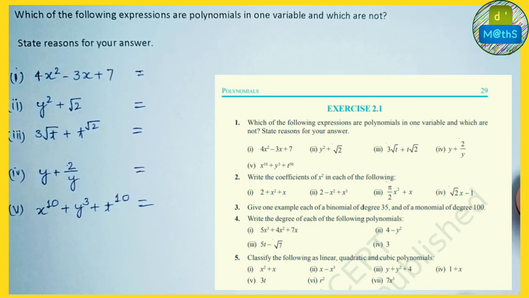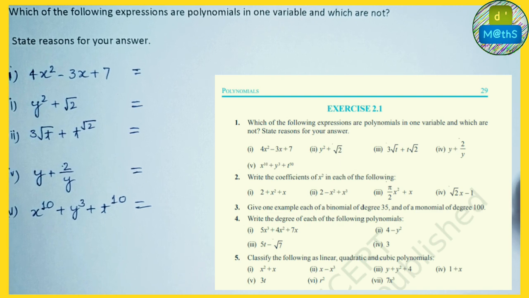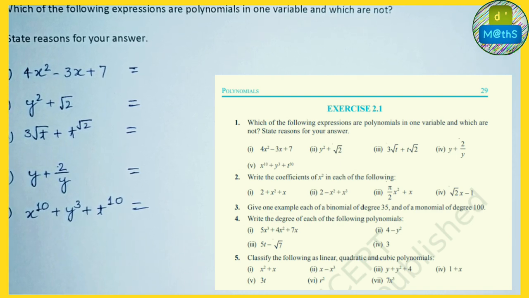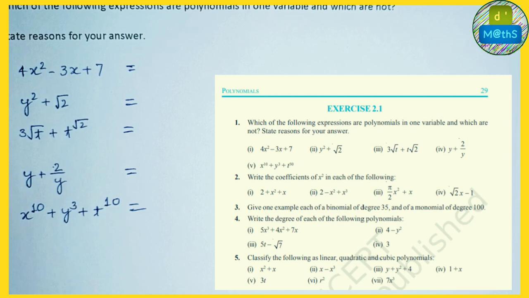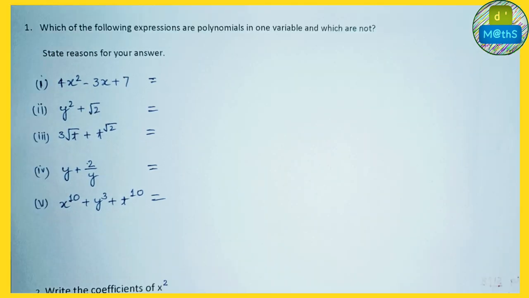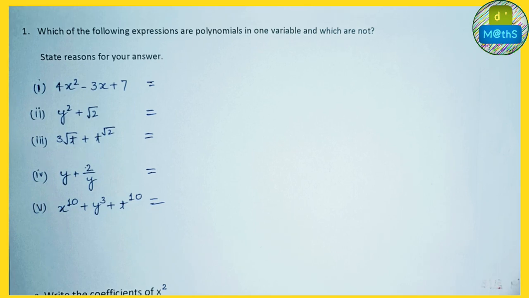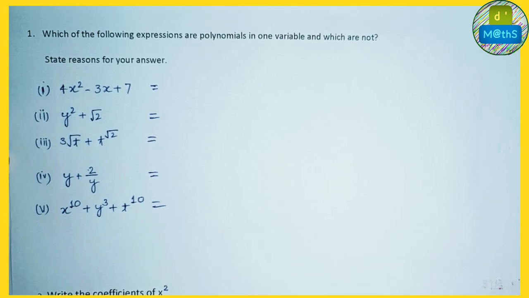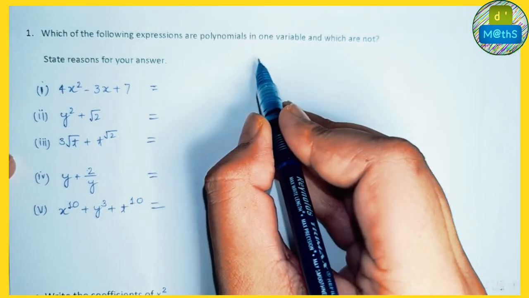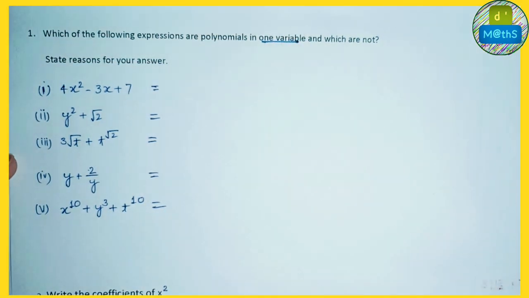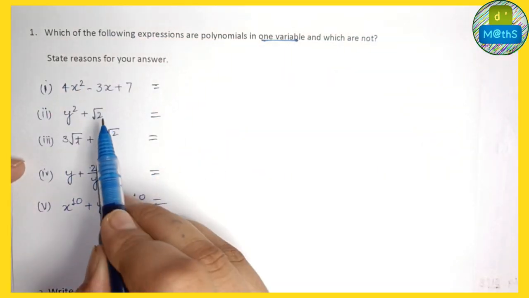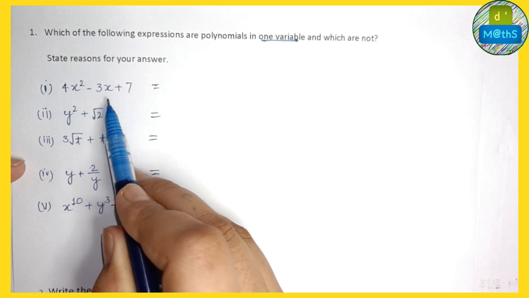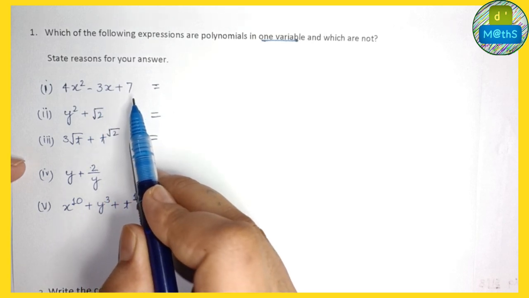So now your whole exercise 2.1, as shown on your screen, will be very easy for you, and you will tell me the answers to these questions, even without explanation. The first question is in front of you. Which of the following expressions are polynomials in one variable? What is the question saying? The question is saying polynomial in one variable. The first equation is in front of you, 4x square minus 3x plus 7. So this is one variable.